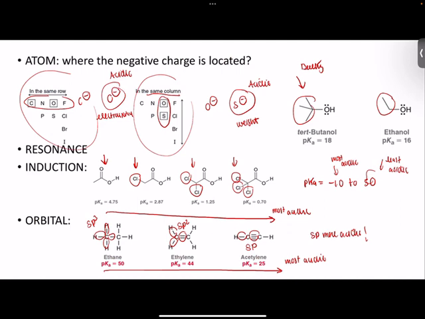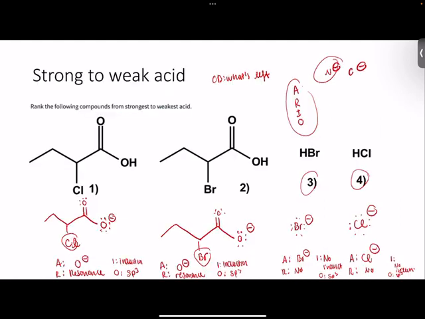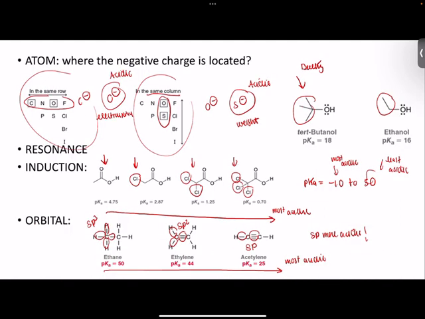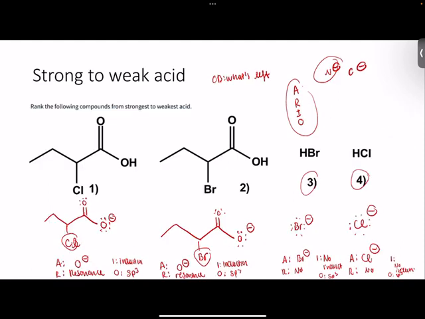So then we have bromine and chlorine, right? So what we said is, when they're on the same column, what matters is the weight. So then bromine is gonna be more acidic than chlorine. So then this one is gonna be our first place. This is gonna be our second place.